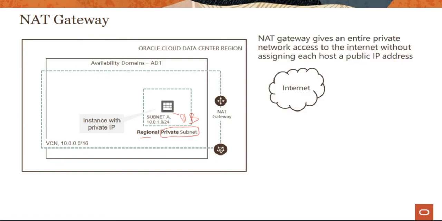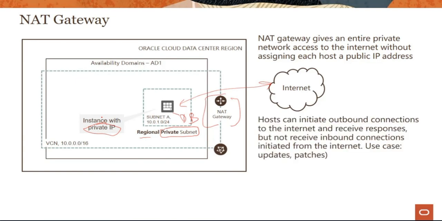Now because it's a private subnet, as we just said, there is no way for packets to go to the internet and get the response back. Because it's a private subnet, you're not using an internet gateway, you cannot reach the internet. So you have this managed service called NAT gateway, which gives this whole private subnet access to the internet without assigning any public IP. So this is all private IP. You really don't need a public IP. You don't need an internet gateway.